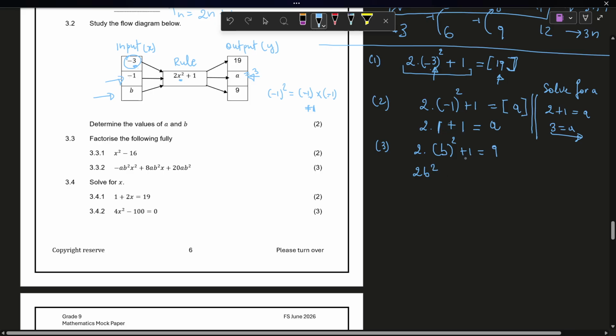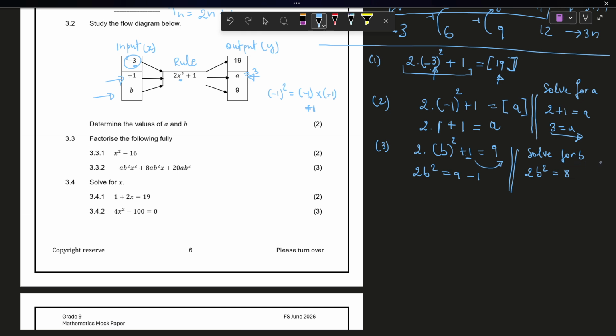So can I bring this plus 1 on the other side, so it becomes equal to 9 minus 1. Okay, so it becomes negative. So what do I have? Remember now here we are solving actually for B. Solve for B. And now what do I have here? So we have 2b squared equals 8, right?